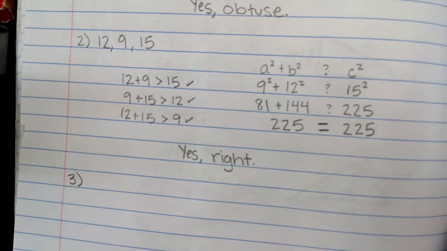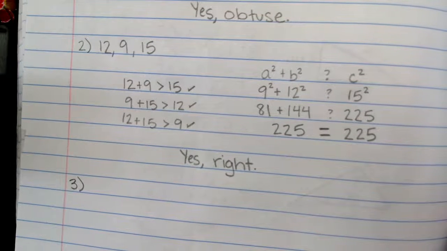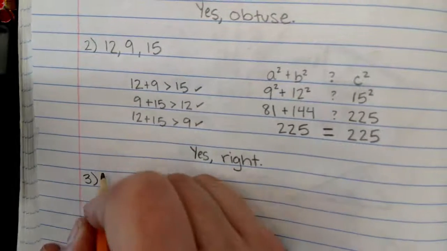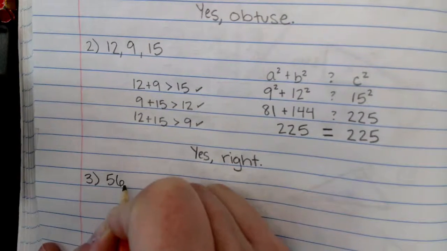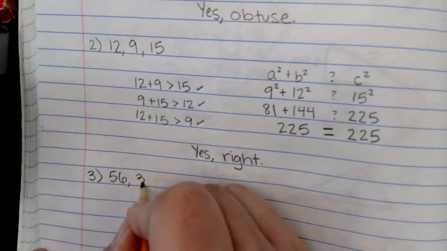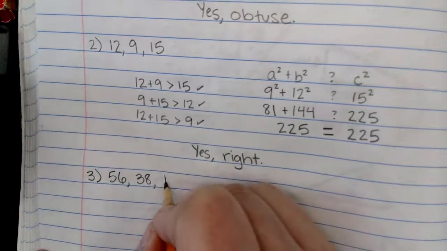All right, for number 3, we have 56, 38, and 10. So if you feel pretty confident with determining if it is a triangle, you can try to work ahead on these.